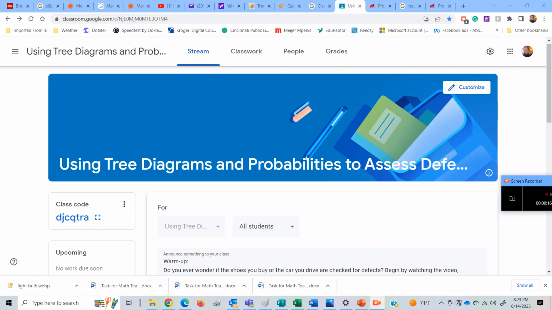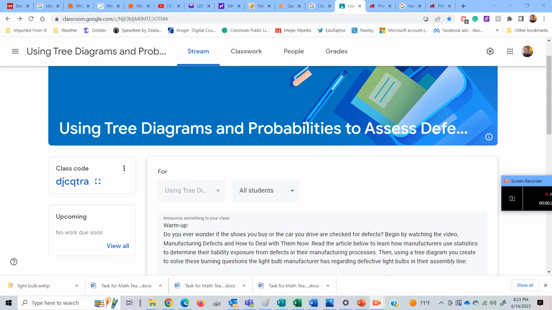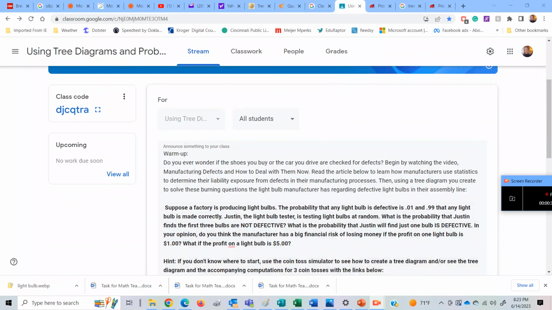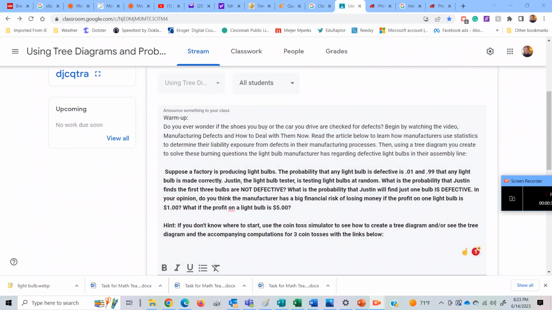The title of this is kind of long. I just put the title on. It's using tree diagrams and probabilities to assess defects in the manufacturing process. I know it was cut off, but I'm still on the learning curve here. So this is a warm-up problem that I am presenting.